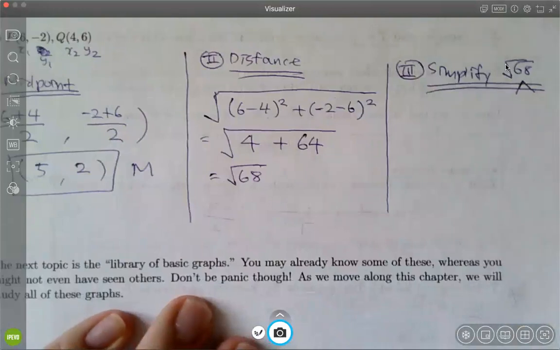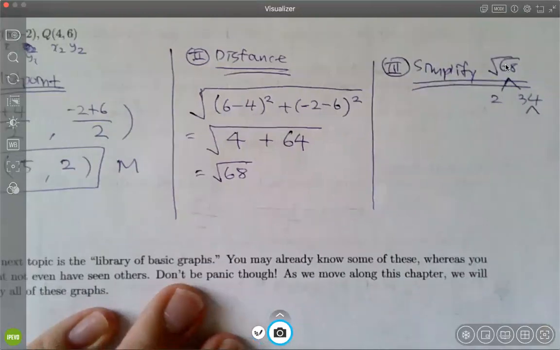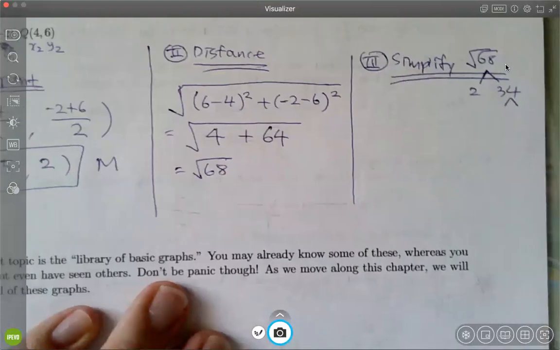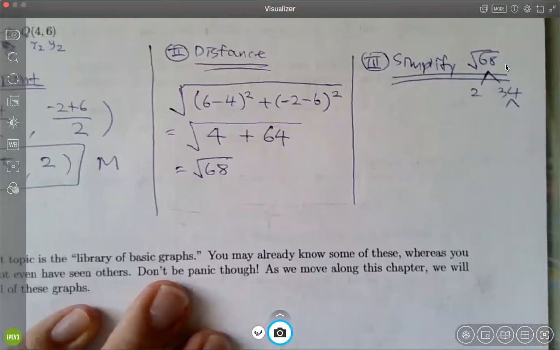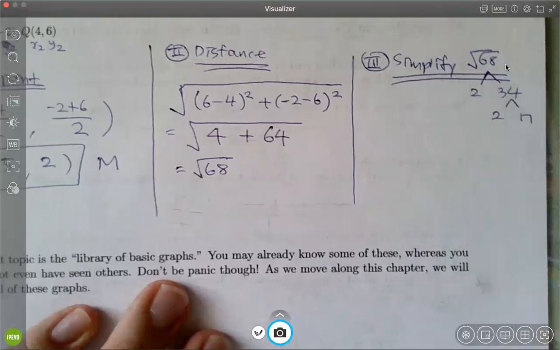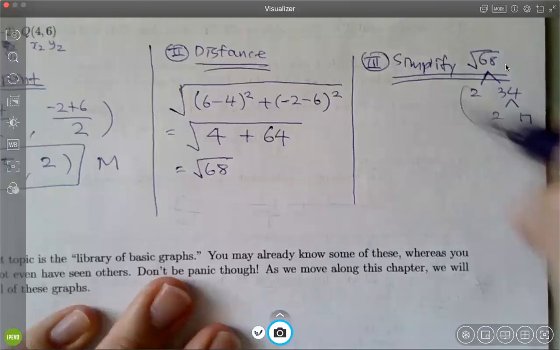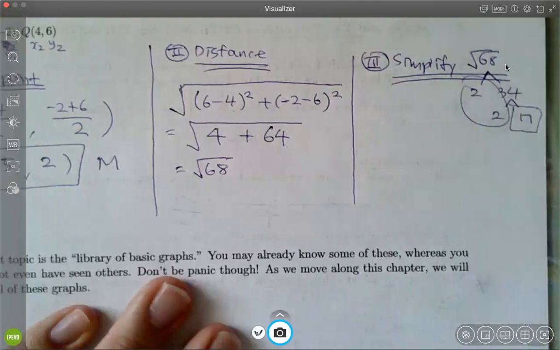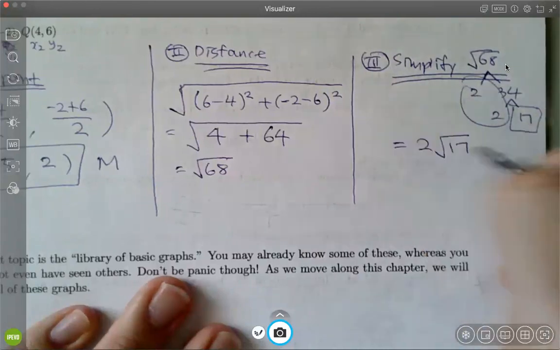2 and 34. Okay, 2 and 34. And 34 is what times what? 2 and 17. 2 and 17, yes. Okay, and now we are stuck, right? Because 17 is prime. Okay, so what do we pull out? The 2, right? Anything left over? 17. Right? So 2 square root of 17 is the answer.